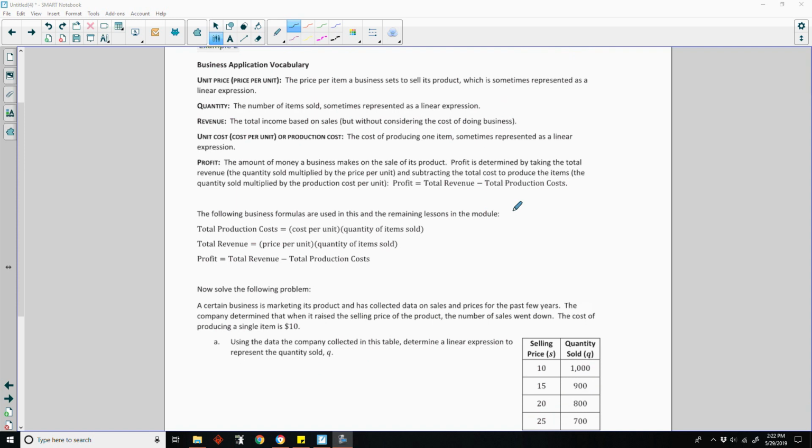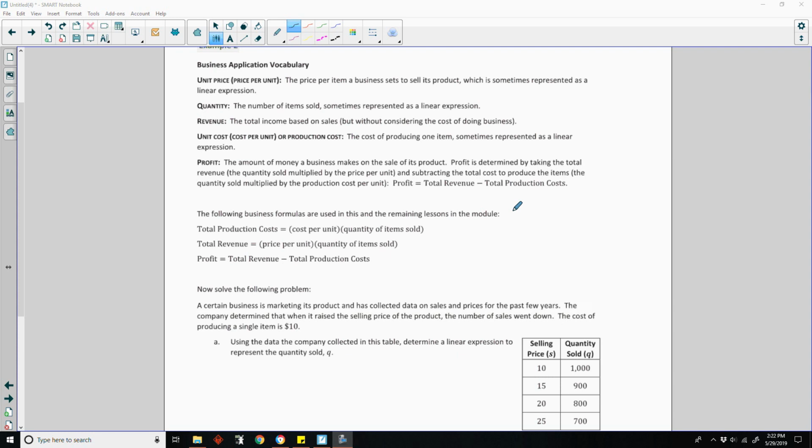Profit, the amount of money a business makes on the sale of its product. Profit is determined by taking the total revenue, the quantity sold multiplied by the price per unit, and subtracting the total cost to produce the items. The quantity sold multiplied by the production cost per unit therefore gives us an equation: profit equals total revenue minus total production costs.